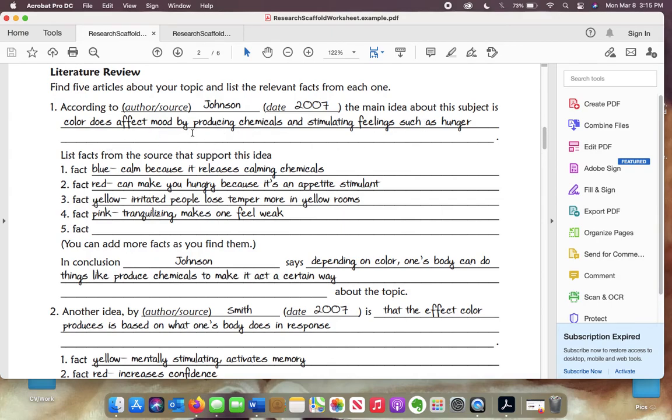So what is the argument that this particular writer is making? Color does affect mood by producing chemicals and stimulating feelings such as hunger. So that's the overall argument in that particular piece. And then we've got some facts.